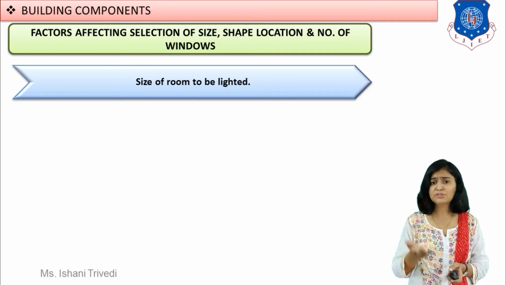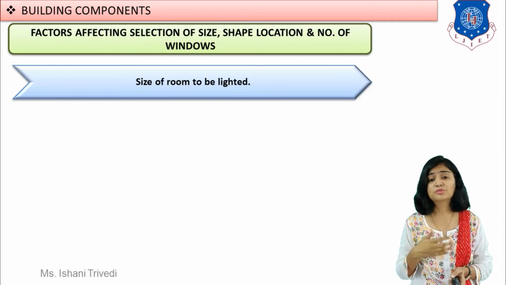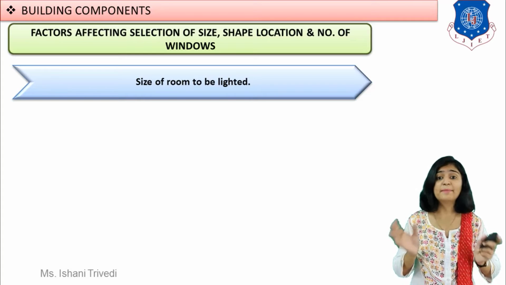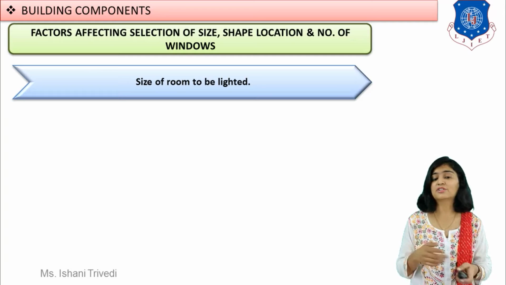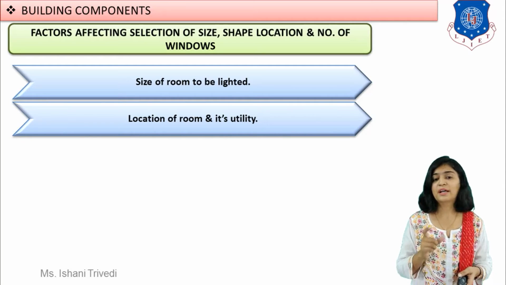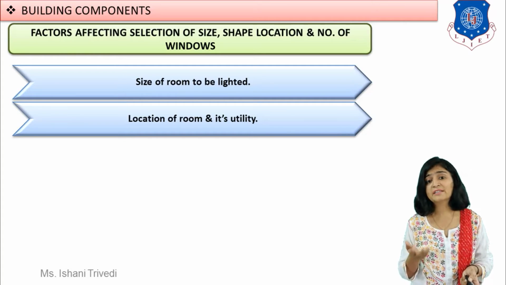Okay. So what is the first point over here? Size of the room to be lighted. Okay, what is the size of the room? See, if you have a very big room and if you provide a very small window just like a ventilator, it is not going to be enough, right? So it depends on the size of the room which has to be lighted with the help of a window. Obviously, if you are buying a new house, you always check for air circulation and lighting. Isn't it? It is a major requirement.